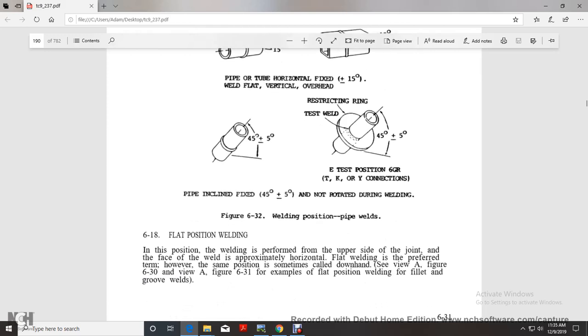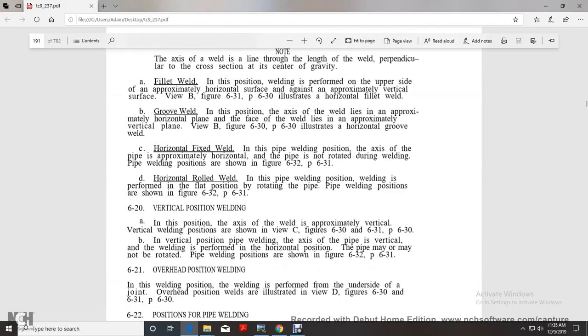Flat position welding. In this position, welding is performed from the upper side of the joint with the face of the weld approximately horizontal. Flat welding is the common term, however the same position is sometimes called downhand. Figure 630, view A, shows an example of flat position welding, with fillet and groove welds.